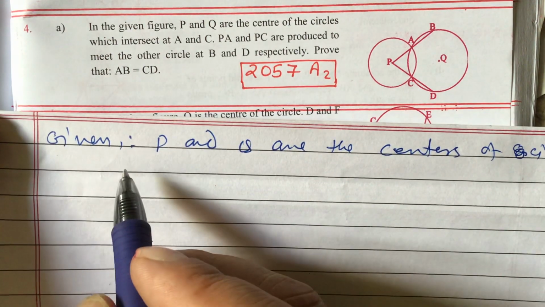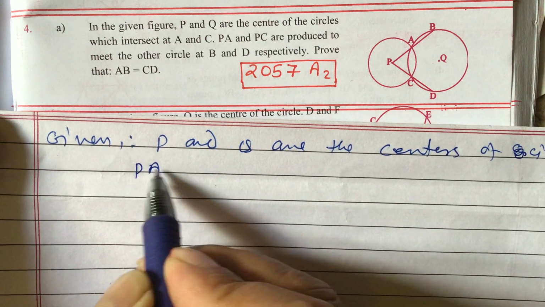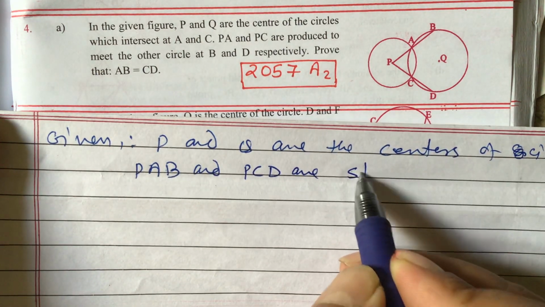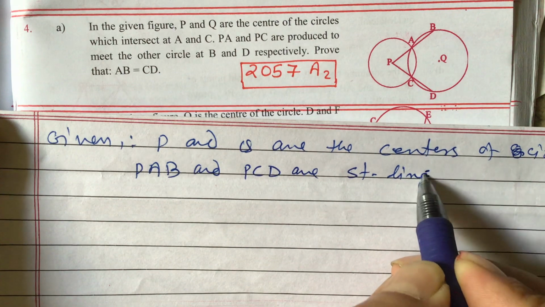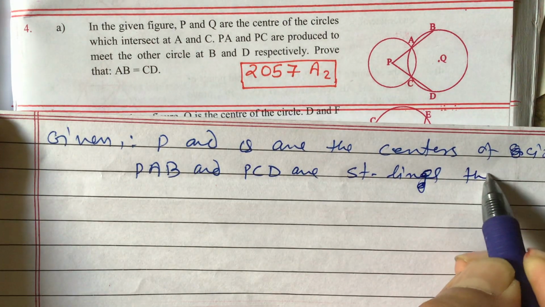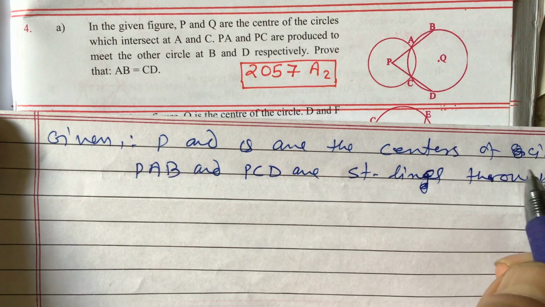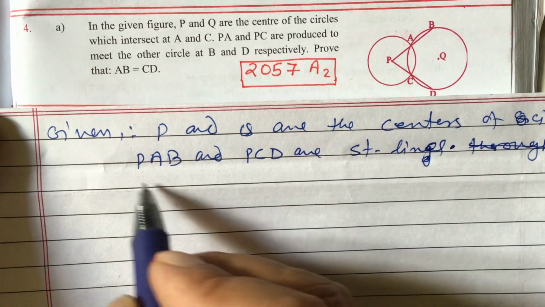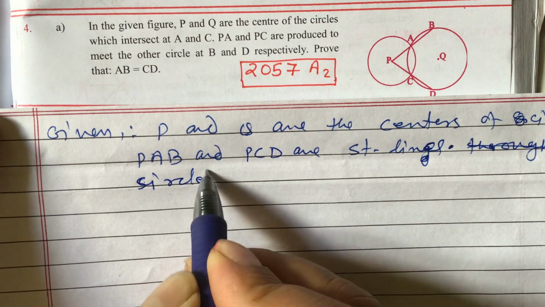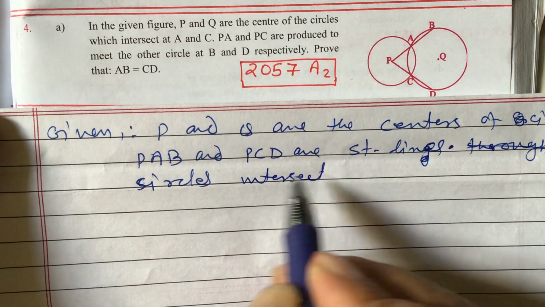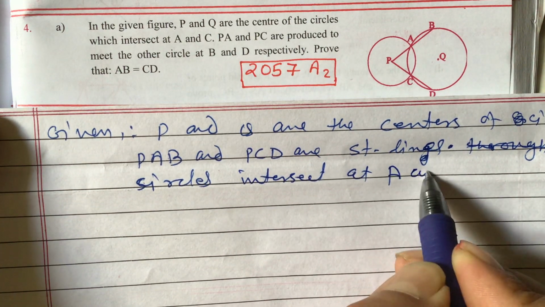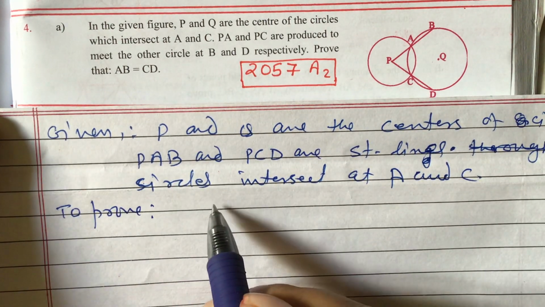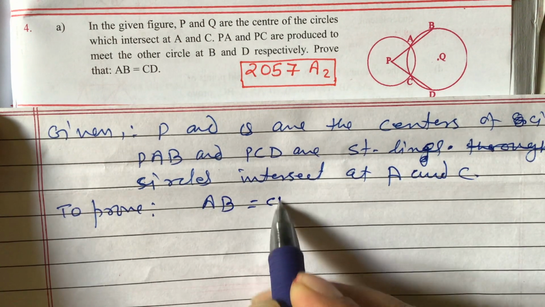And then another, what is there? PAB and PCD are straight lines through the intersecting points of the two circles, and the circles intersect at A and C. So now, we have to prove AB equal to CD. We are asked to prove this.